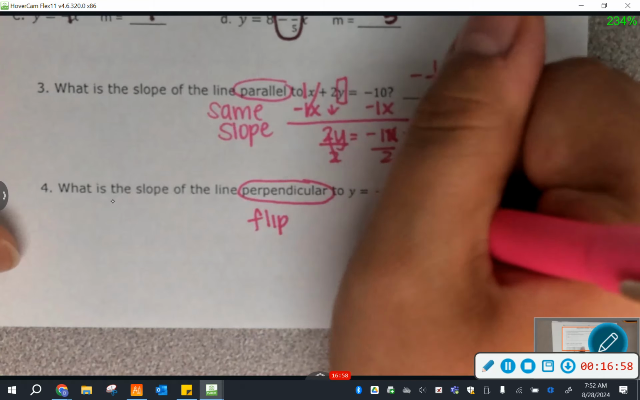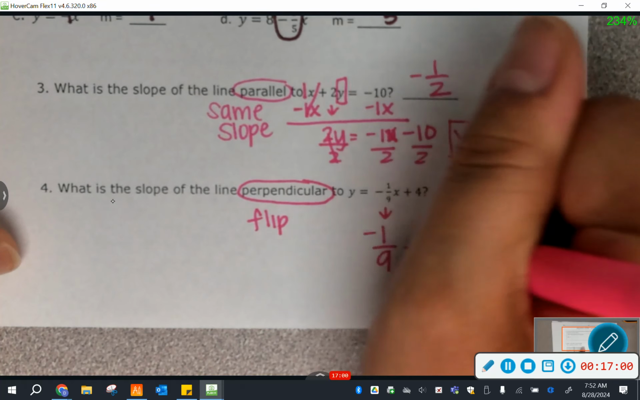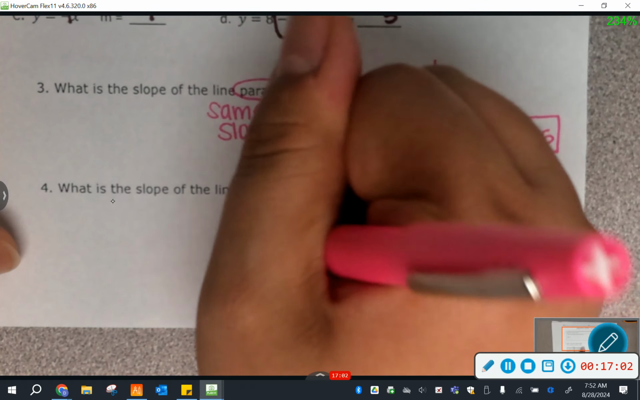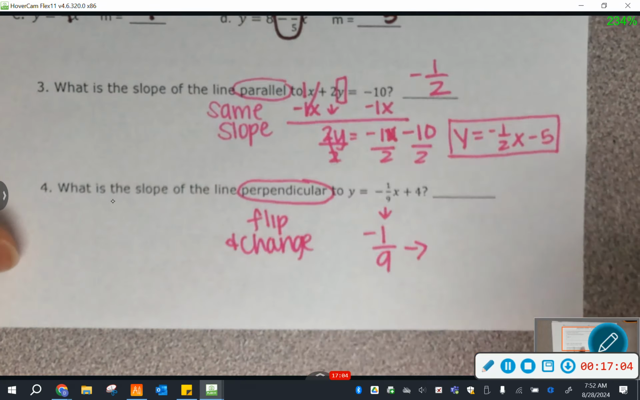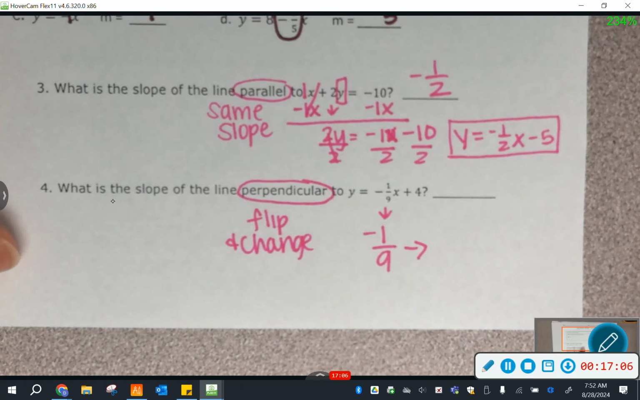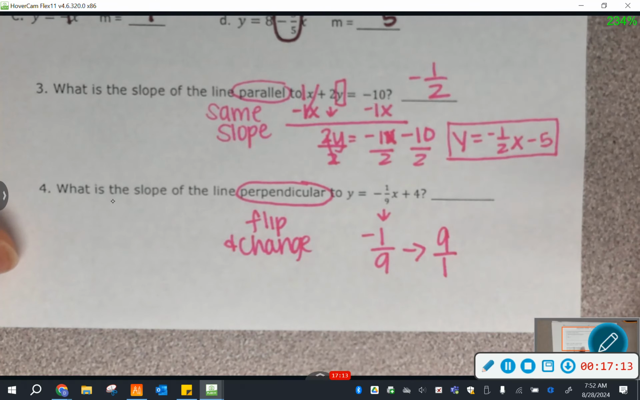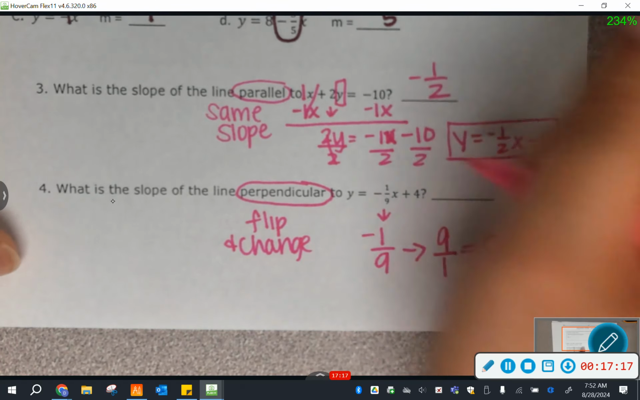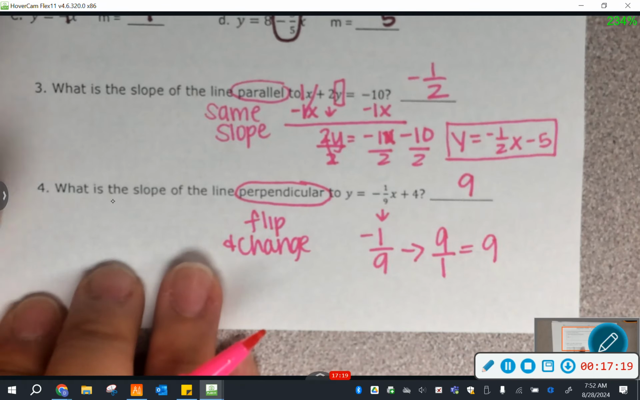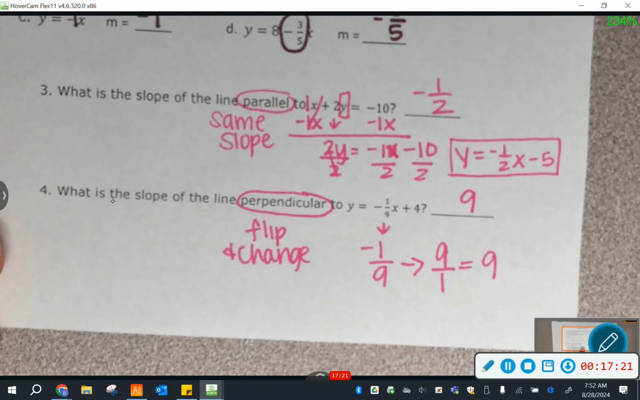I'm going to flip this -1 over 9, and I'm going to change the sign. How do I flip and change -1 over 9? 9 over 1. And 9 over 1, you can write 9 over 1, but 9 over 1 is just what? 9. I'm going to show work on this problem, but I did edit it.